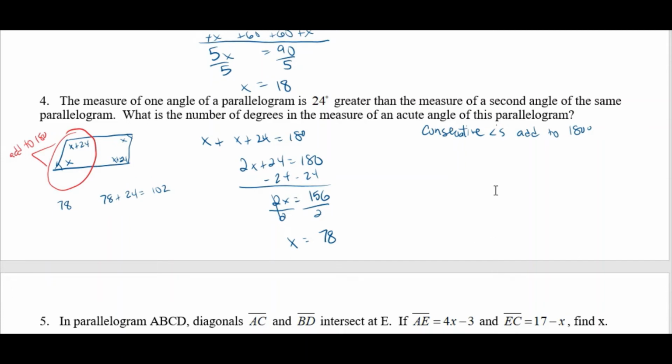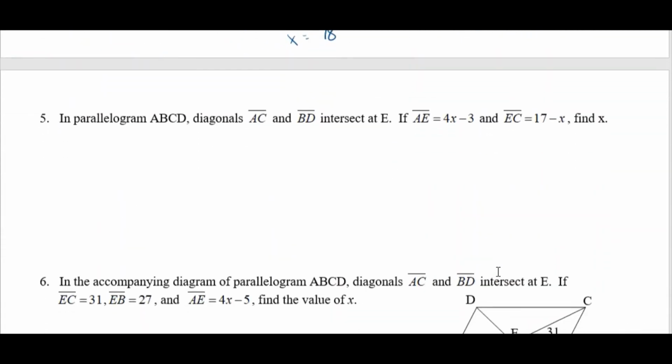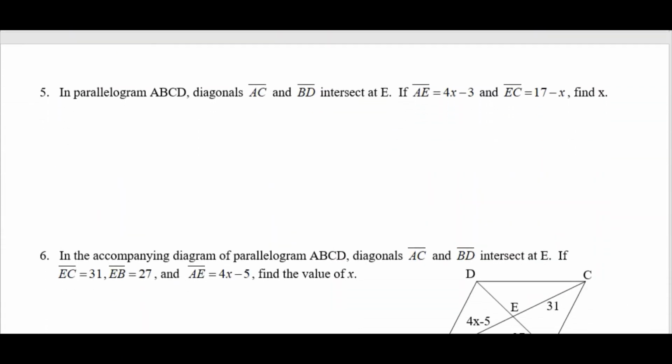All right. The acute angle, okay, we want to make sure we answer the question of the parallelogram. So the acute angle is 78 degrees. 102 would be considered the obtuse angle. All right, in number 5, we have a parallelogram. It's the diagonals that are intersecting.